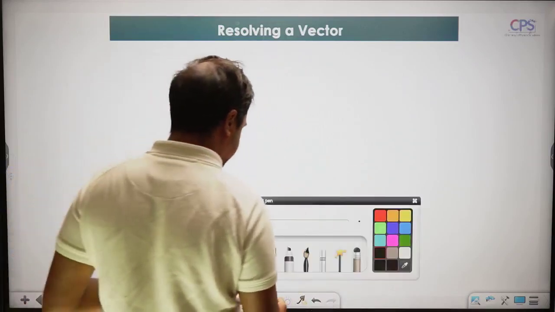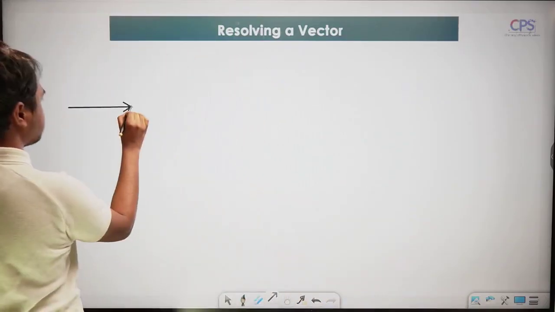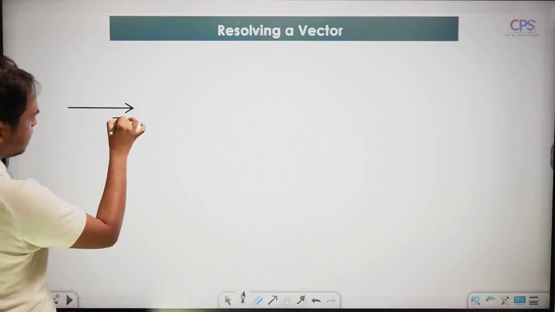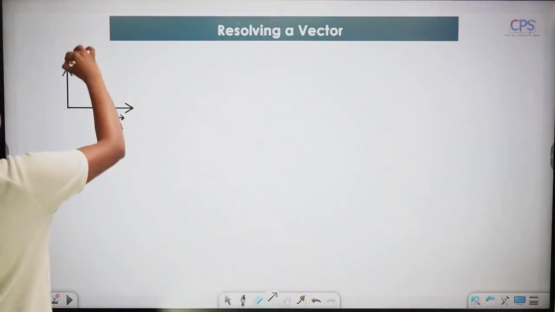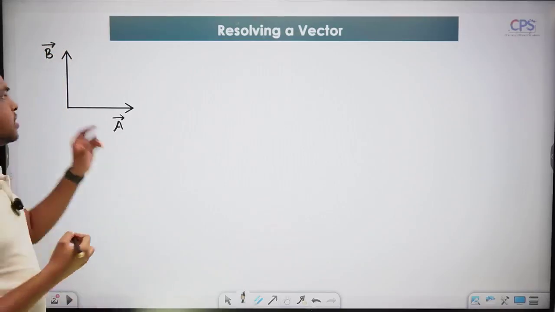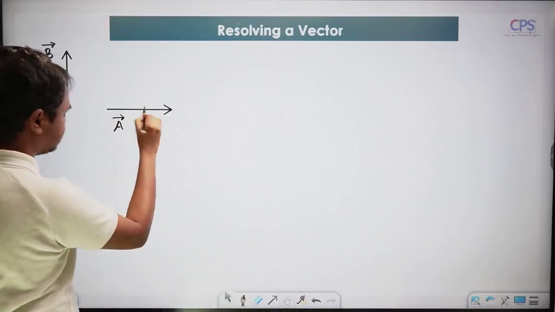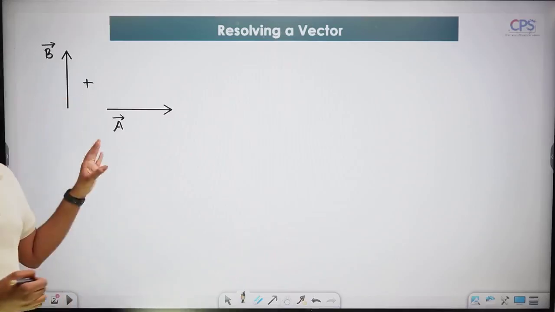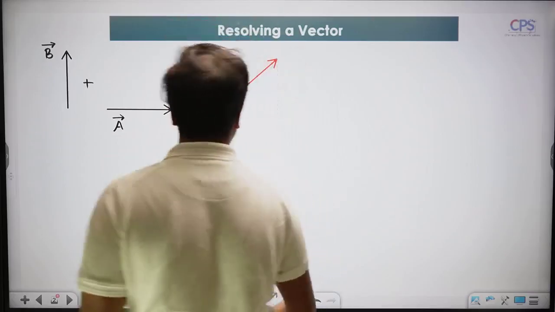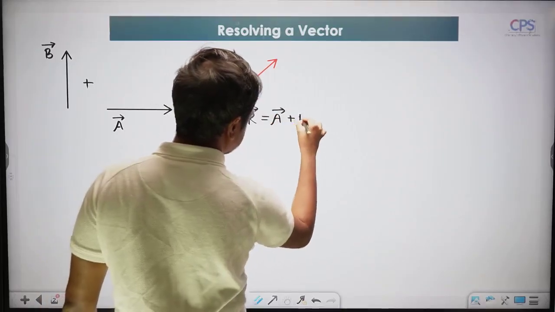Let me remind you what we did in the earlier lecture. Let's say this is vector A, and let's say this is vector B. In lecture 2 we studied how to add these two up. We added these two vectors and got this one. This is the resultant R, where the vector R is equal to vector A plus vector B.